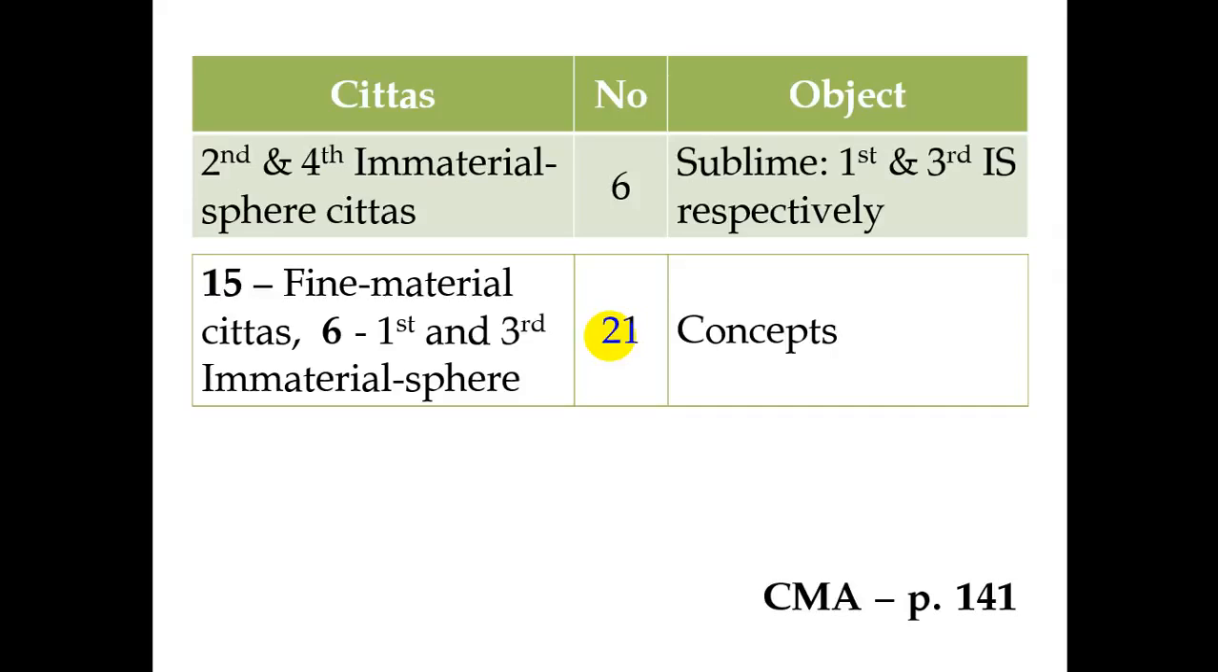So therefore, the fourth immaterial jhana chetasika takes a sublime object. Sublime object means the third immaterial jhana, right? The third immaterial jhana. I think that is very technical, but I hope you understand. Right? Understand?